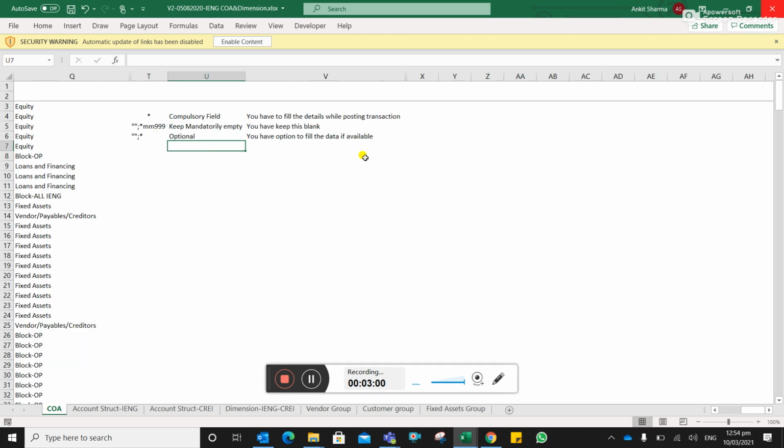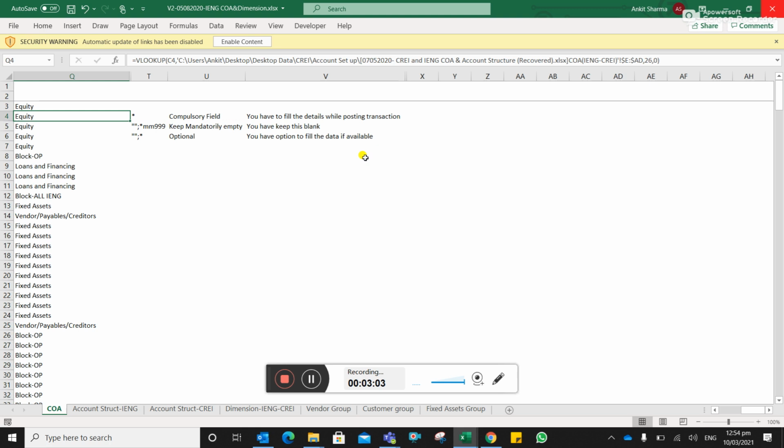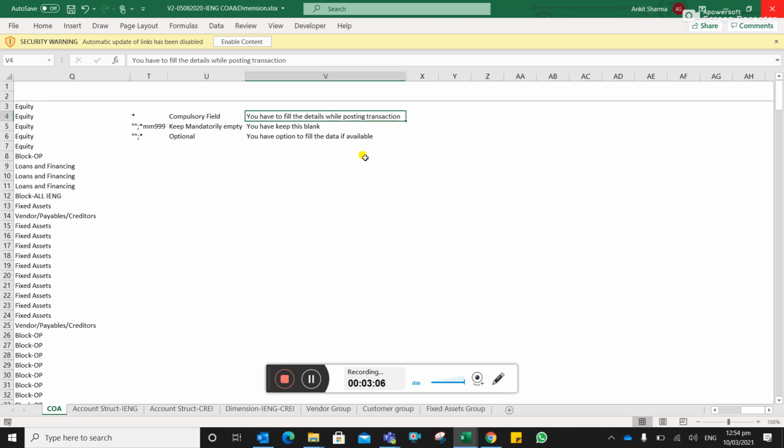So there are basically three symbols. First is the star, that means you have to capture the information compulsorily. Then you have this inverted commas, colon, star, mm999, that means keep mandatorily empty. You have to keep this as blank. So if you are capturing a transaction and you still fill the information, the system will not allow you to process the transaction. It will give you an error message that the validation is not allowed at this particular dimension level. And then the last one, we have inverted comma, colon, and star, that means optional. You have the option to fill the data if available.